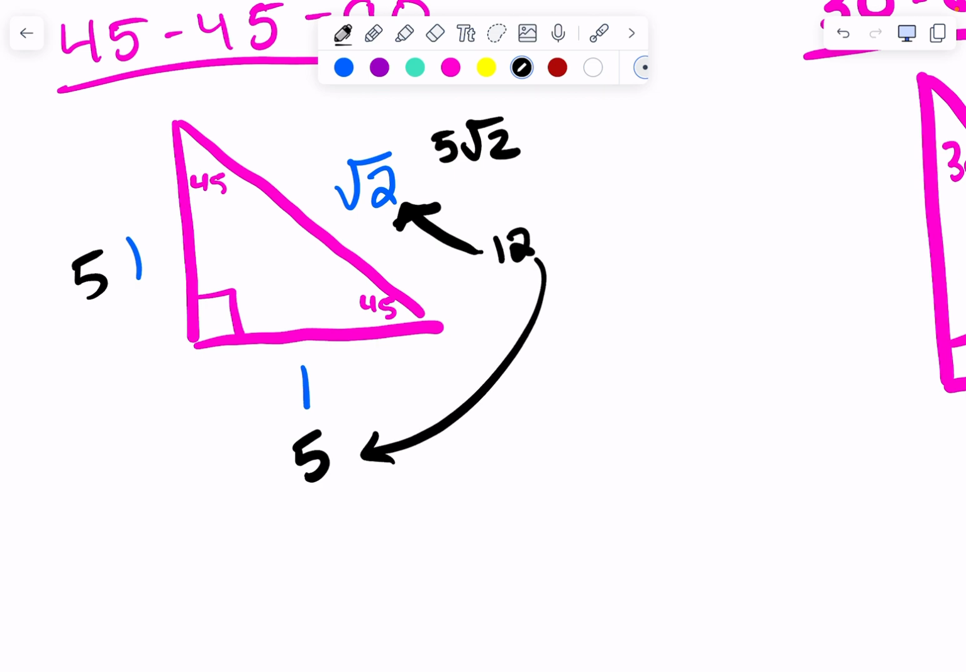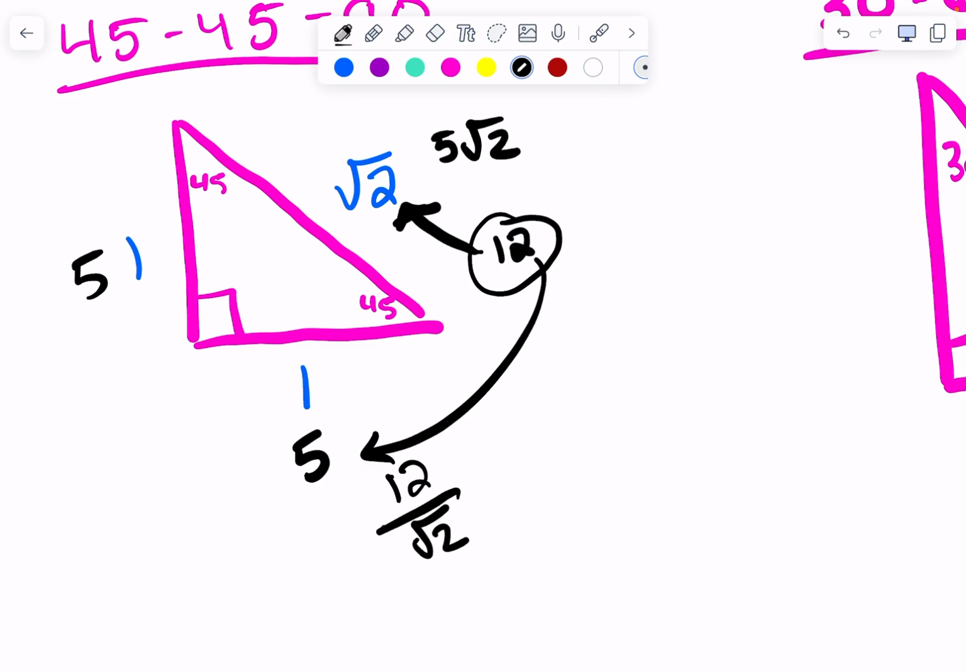Or no, wait, that's 12, so if this side is 12, it'd be 12 divided by the square root of 2. Instead of multiplying by the square root of 2, you would divide by the square root of 2. That's what they would be. You don't have to write those down if you don't want to, but okay.